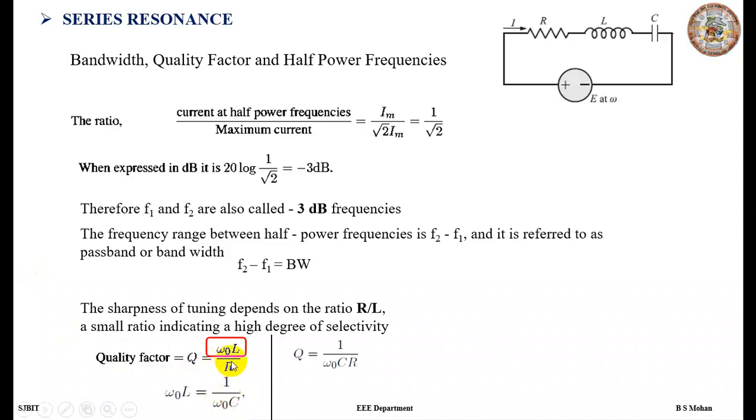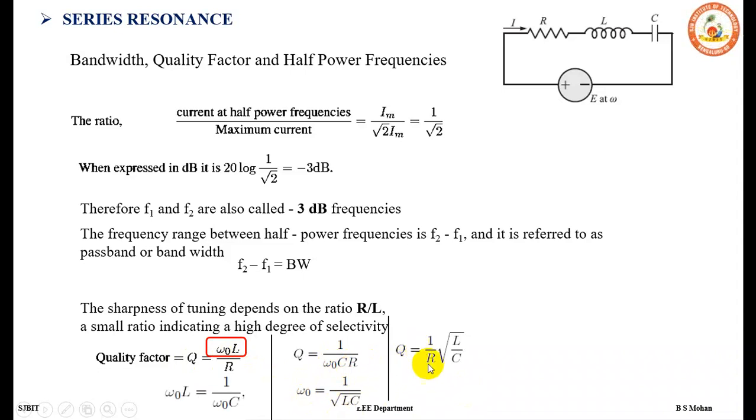So we have two quality factor formulas. How do we get the same answer? Q is equal to reactance by R, that is 1 by omega C is also XC, so XC by R or XL by R. Omega naught we know is 1 by root LC. If I substitute this omega naught value in the above equation, we get the value of Q in terms of just R, L and C.